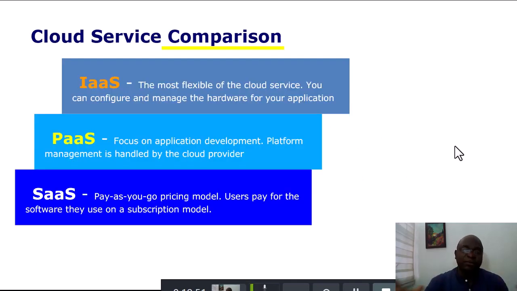So let's compare the three. The very first comparison we're going to make is IaaS is more flexible, because you are actually renting servers, compute, and network from a cloud provider, so you can configure them and tweak them to suit what you want to do. For PaaS, you're focusing on application development. You leave every other thing to the cloud provider. For software as a service, there's a prebuilt model there. You pay for the software on a subscription-based model.